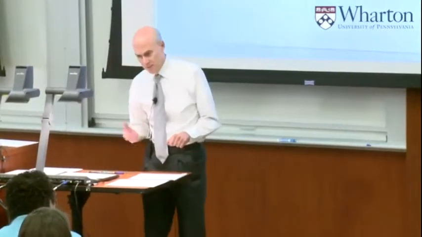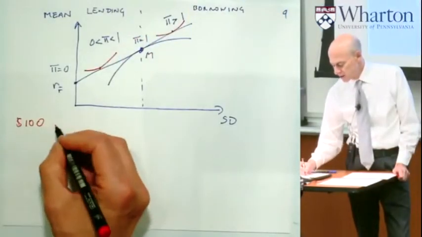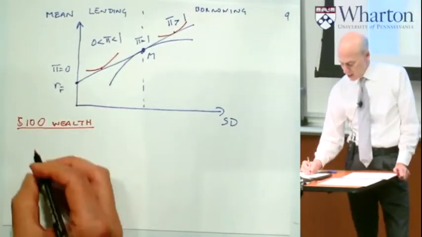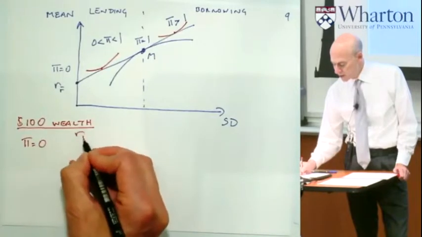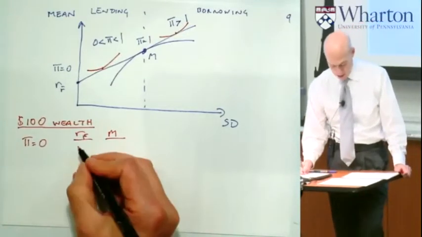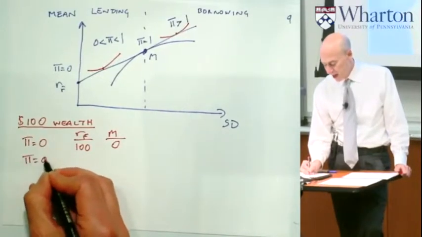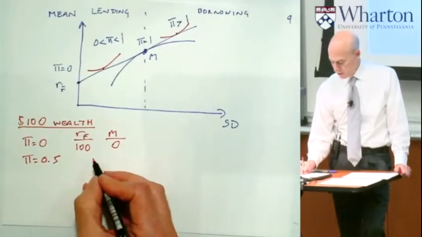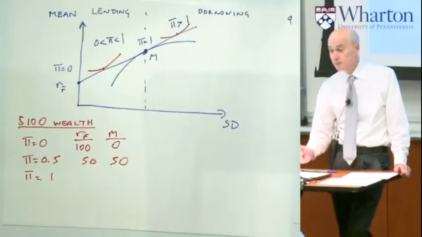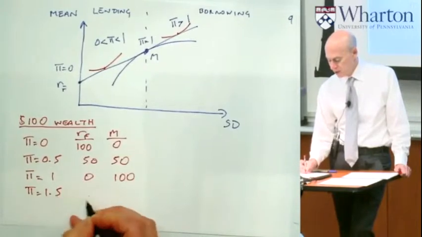Why is your risk going up? Well, it's as Pedro said, but let's look at an example. Let's suppose that you've got $100 wealth. If pi equals 0, how much have you got in the risk-free and how much in M? 100 risk-free, 0 in M. If pi is 0.5, what have you got? 50-50. If pi is 1, what do you have? 0, 100.